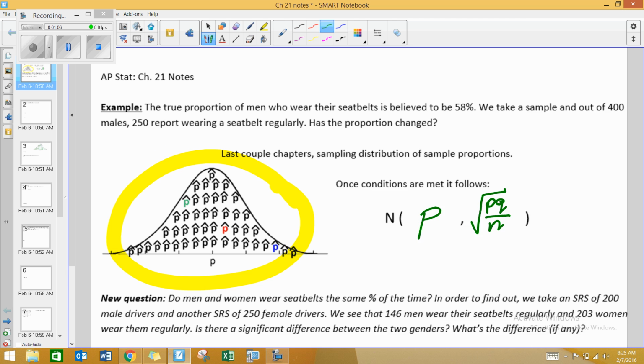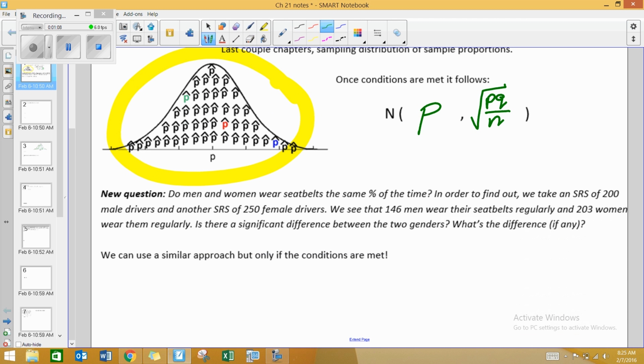Okay, so the new question we're faced with is comparing groups of individuals and seeing if there's a difference in proportion. So for example, do men and women wear seatbelts the same percentage of the time? So we take a simple random sample of 200 male drivers and another simple random sample of 250 female drivers. So we see that 146 men wear their seatbelts and 203 women wear their seatbelts. So we want to know, is there a significant difference between the two genders, or if there's any difference at all? So we're given a little more information here.